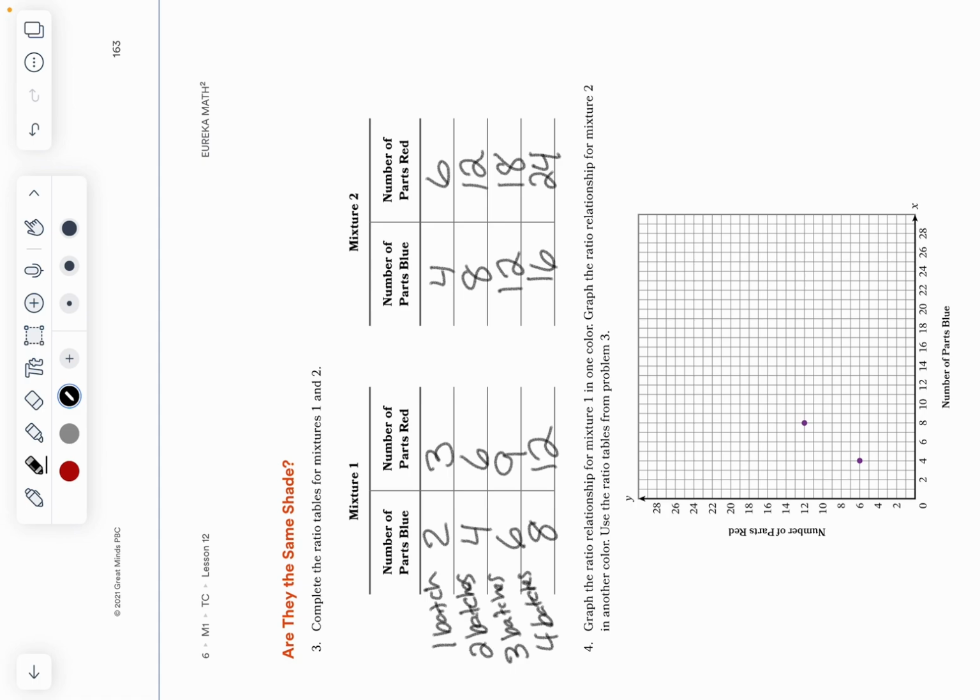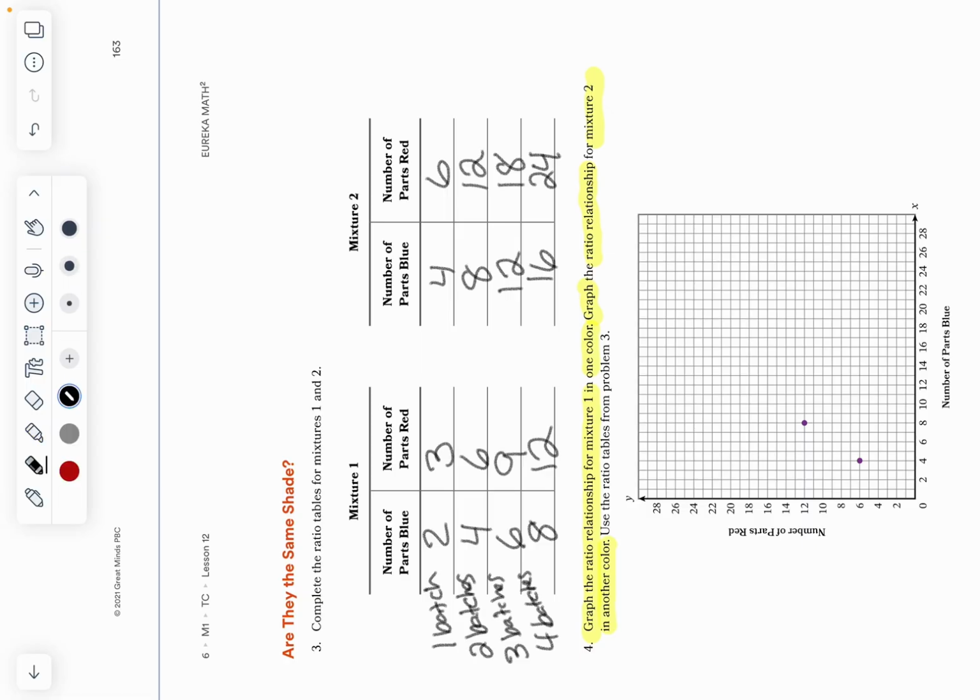All right, now it's asking me to graph the ratio relationship for mixture 1 in one color, and then graph the ratio relationship for mixture 2 in a different color. And it's telling us to use the tables from problem 3.